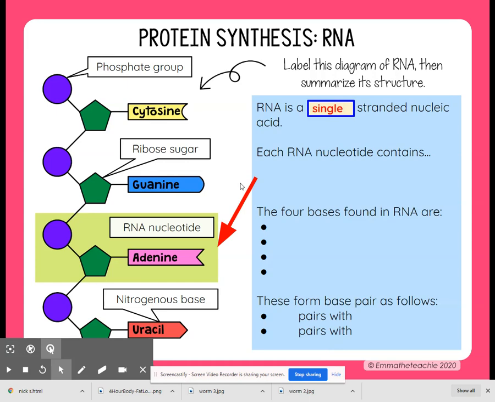And then each RNA nucleotide contains what 3 pieces? So they're in this green highlighted area. We've got the phosphate, the ribose sugar, and a base.